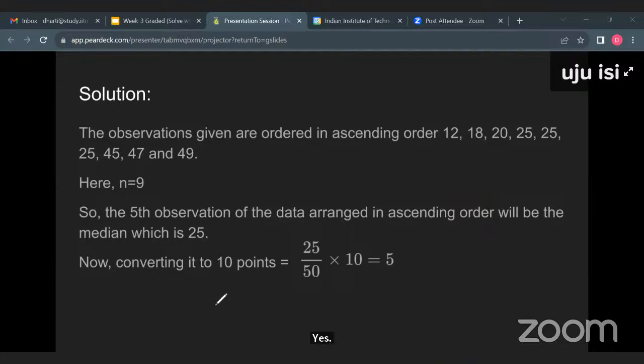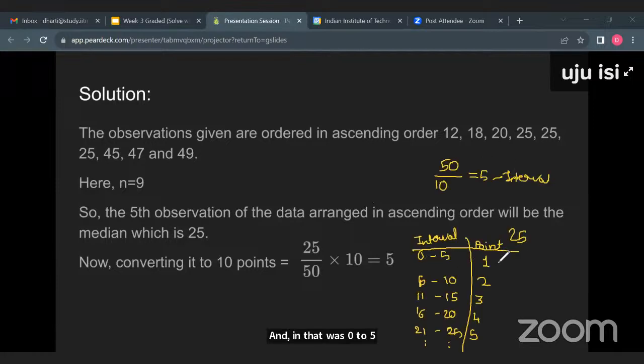Excuse me, ma'am. In the interval 0 to 5, how did 1 point come? Sorry, please repeat your question. In the interval 0 to 5, you have written 1 point, but there is nothing in between. Yeah, so we will not allow anything as a 1 point if it is a score obtained by a student. If you conduct a test in a class and no one scores 5 marks, you will not give 1 point to anyone, right? It's like that only.